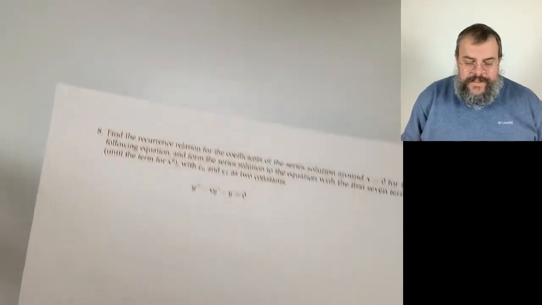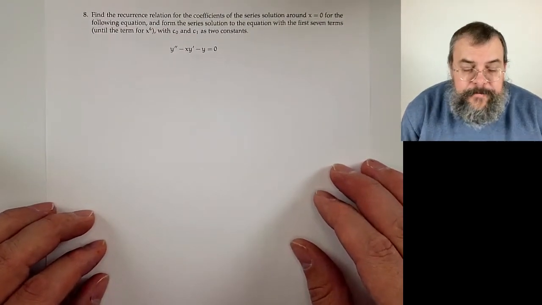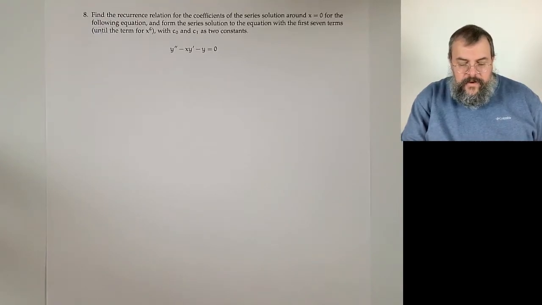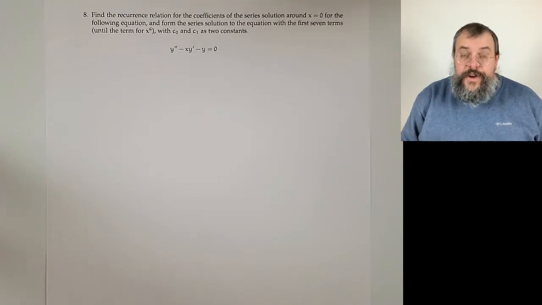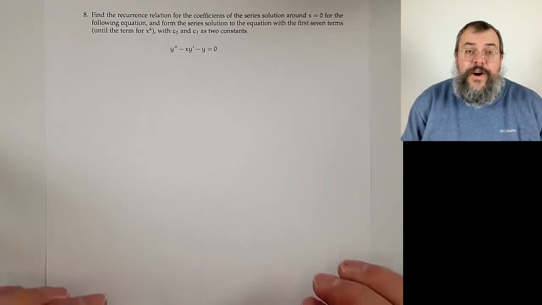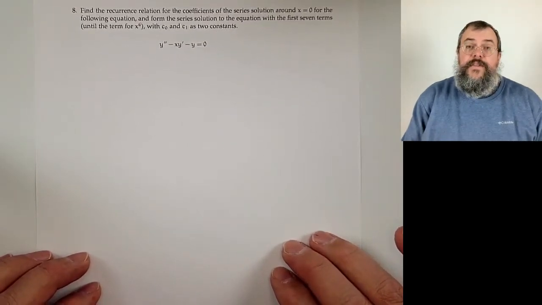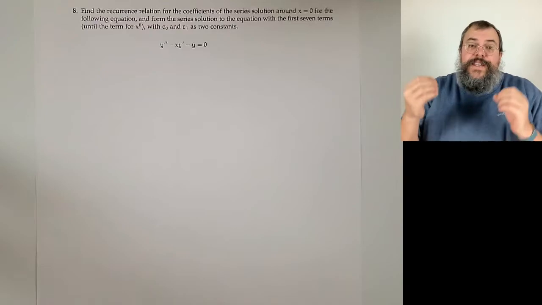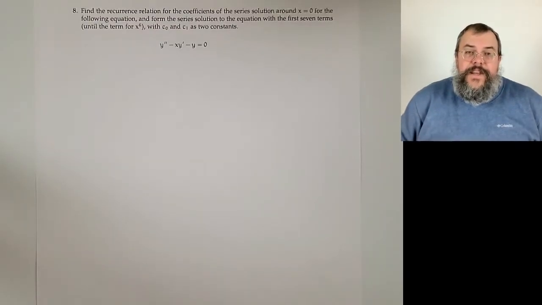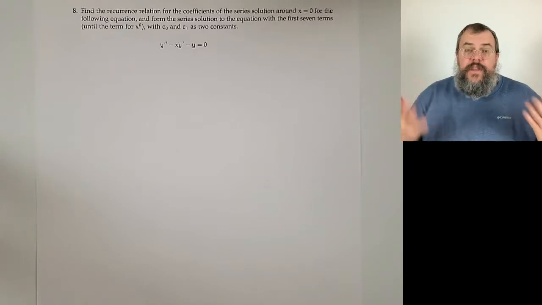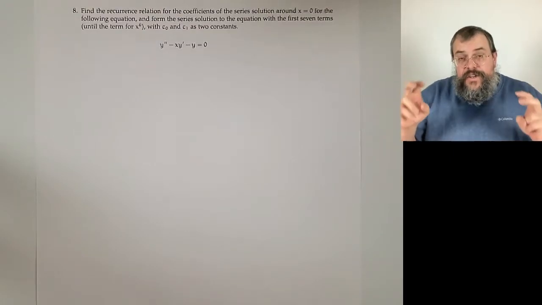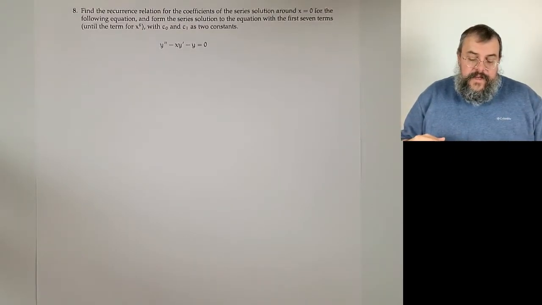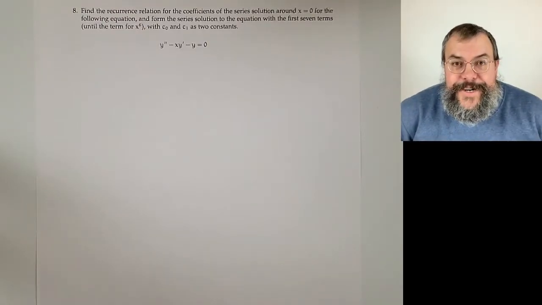One last problem. Okay, so let's bring it home. Number 8. Find the recurrence relation for the coefficients of the series solution around x equals 0 for the following equation, and form the series solution to the equation with the first 7 terms. In other words, we go up until x to the 6 with C0 and C1 as 2 constants. Those are our initial conditions, and here they're not giving the initial conditions. So that's okay. We're just arbitrary.